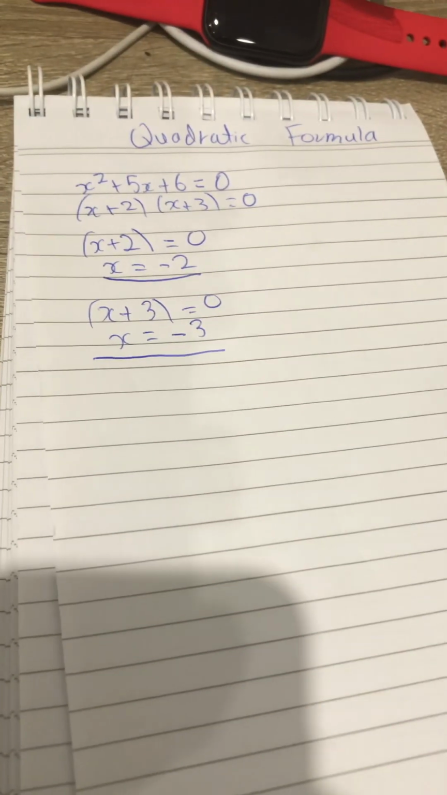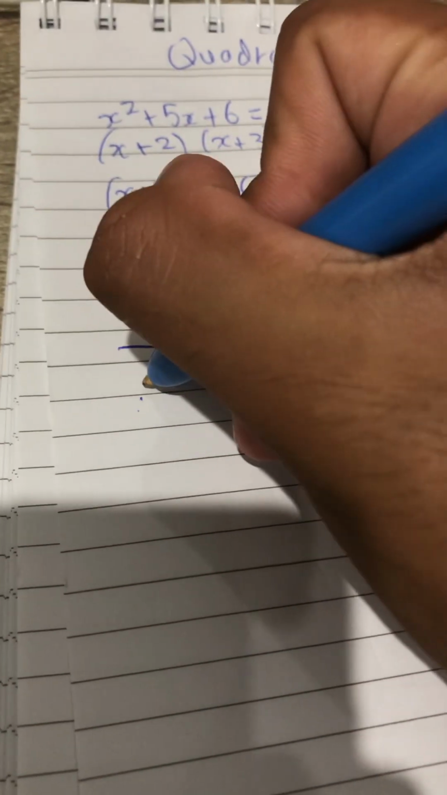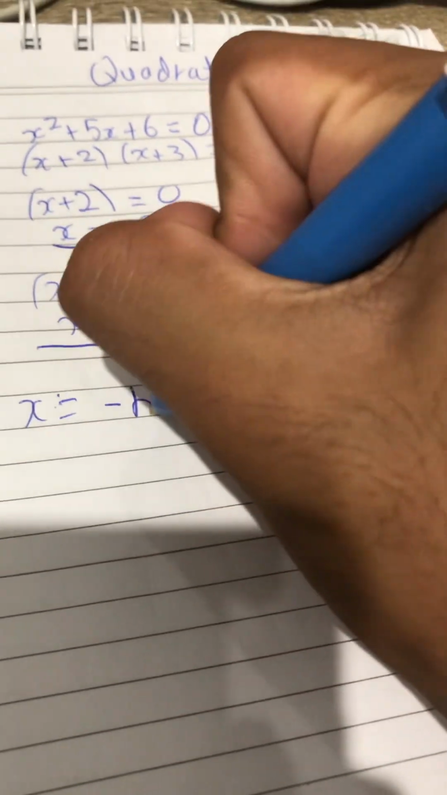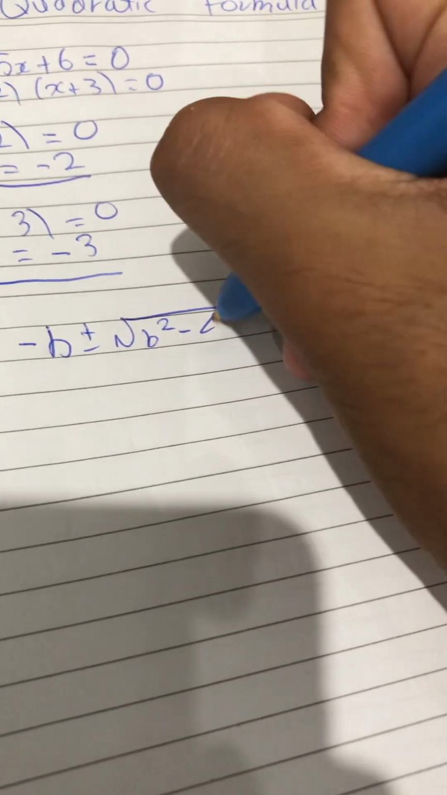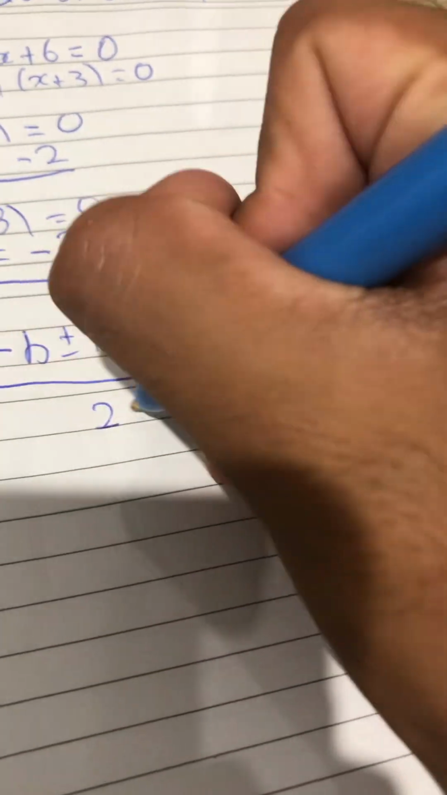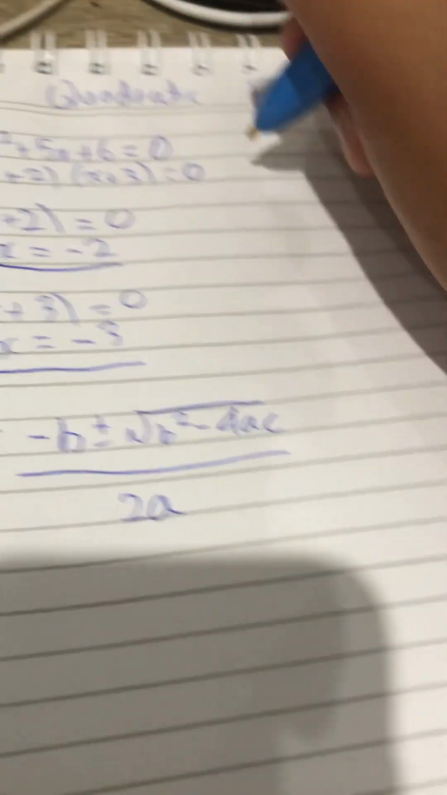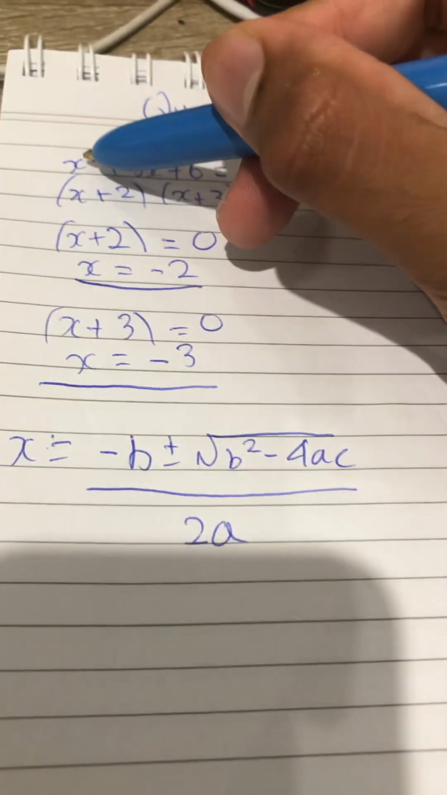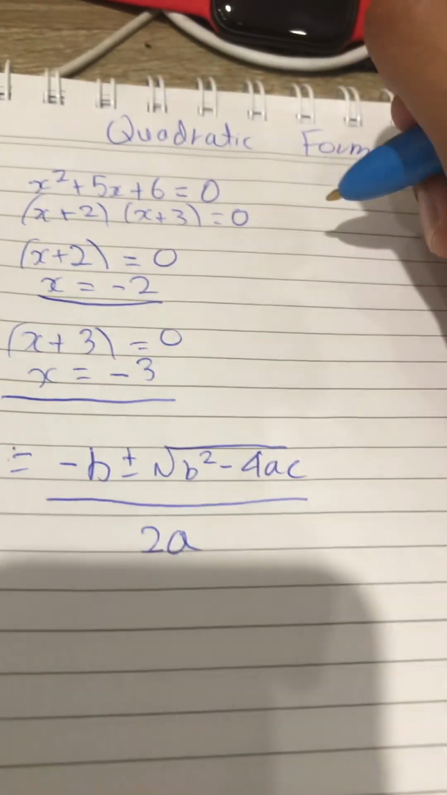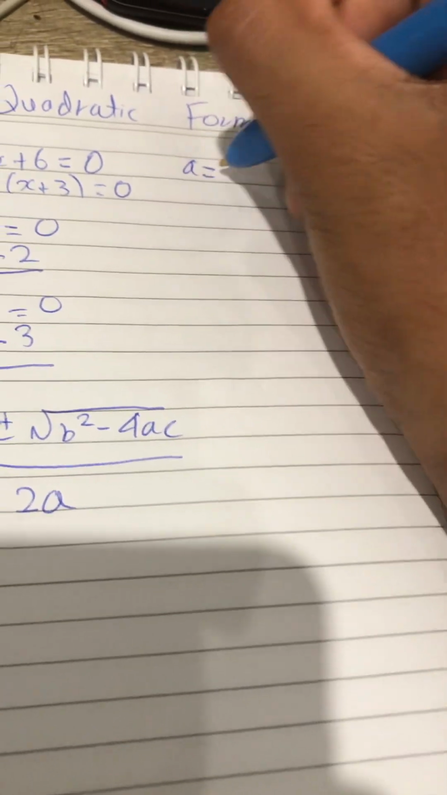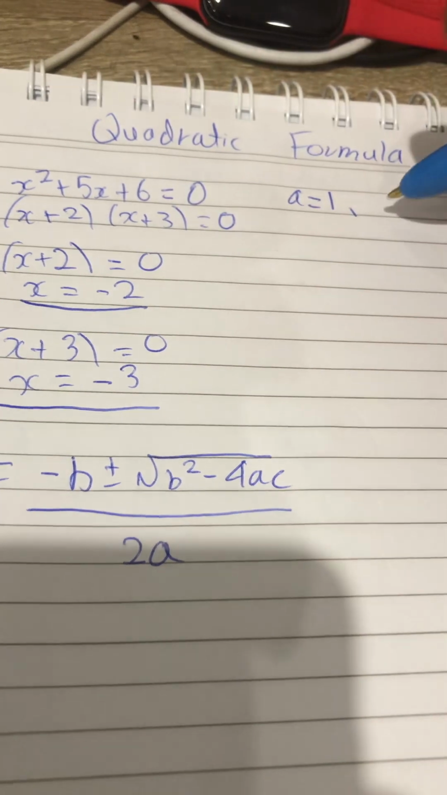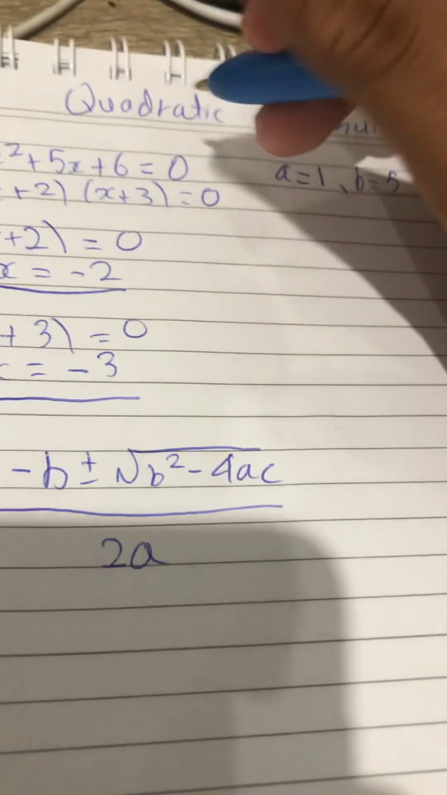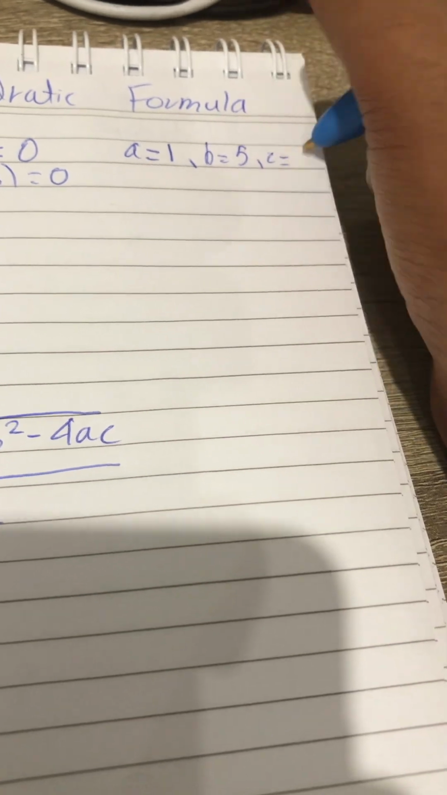But this time we're going to be using the quadratic formula. The quadratic formula is: x is equal to minus b plus minus root b squared minus 4ac over 2a. Now, what is a in our equation? The coefficient of x squared here is just 1, so a is equal to 1, b is equal to 5, and finally c, our constant, is equal to 6.